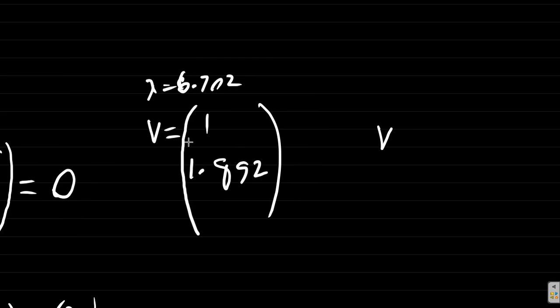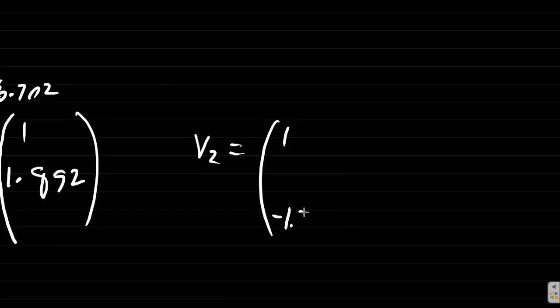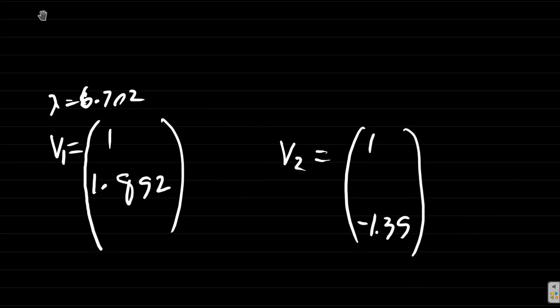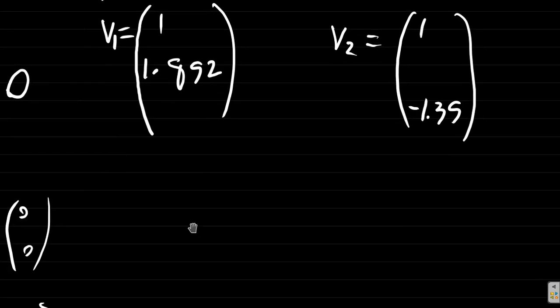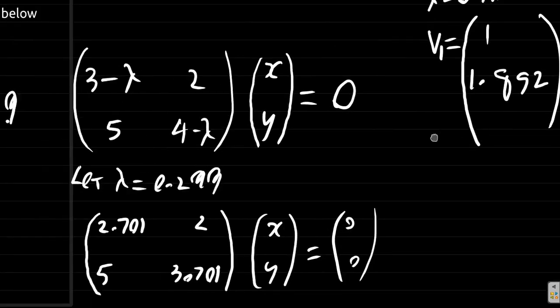So, we could call it V1 and this is V2, since it's two different V's. V2 is 1. What was it again? Negative 1.35. That is when lambda is 0.299. So we have our two eigenvalues and the two corresponding eigenvectors. Alright? So these are what we have. Eigenvalues and the eigenvectors.